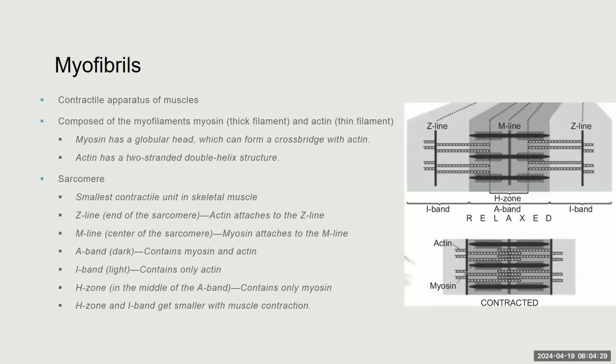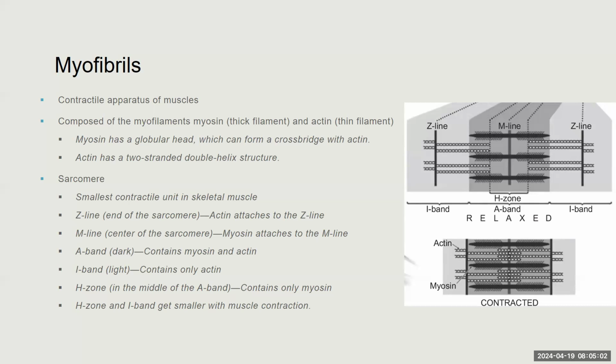Looking at the breakdown of the smallest aspects, we have the myofibrils, which are the contractile apparatus of the muscle. They're composed of myofilaments, myosin and actin. Myosin is the thick filament, actin is the thin filament. Myosin has a globular head, which forms a cross bridge with actin, binds, and has a conformational change. That's what actually shortens the muscle. Actin has a two-stranded double helix structure that's initially covered until it is bound with ATP.